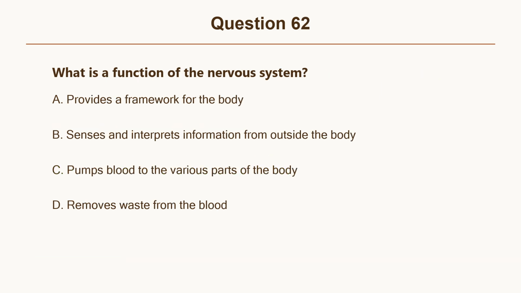Question 62. What is a function of the nervous system? Option A, provides a framework for the body. Option B, senses and interprets information from outside the body. Option C, pumps blood to the various parts of the body. Option D, removes waste from the blood. The correct answer is option B, senses and interprets information from outside the body.